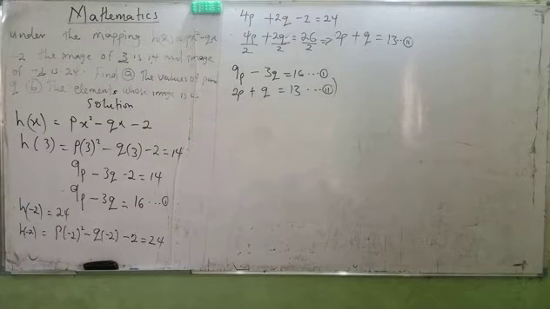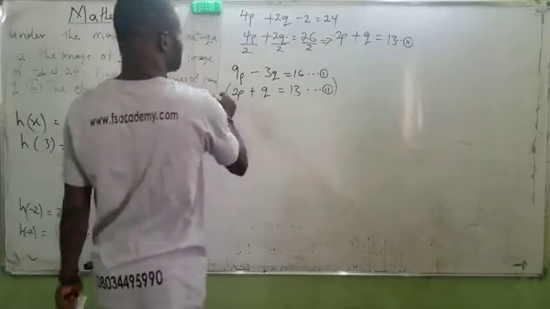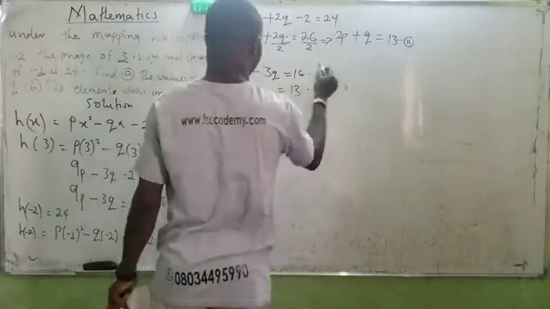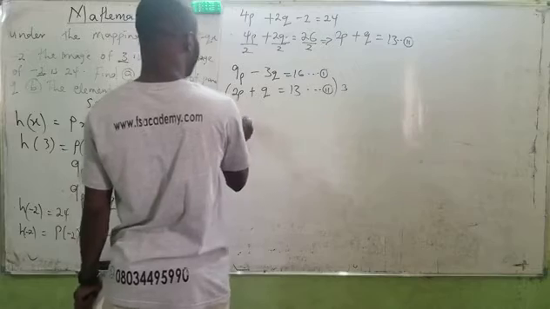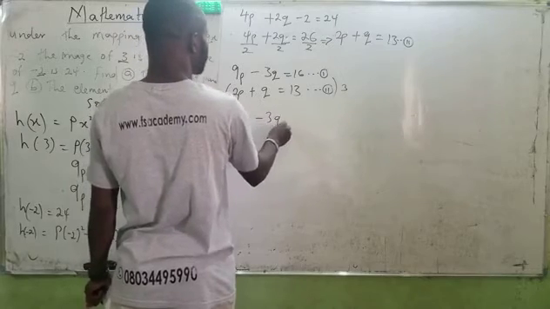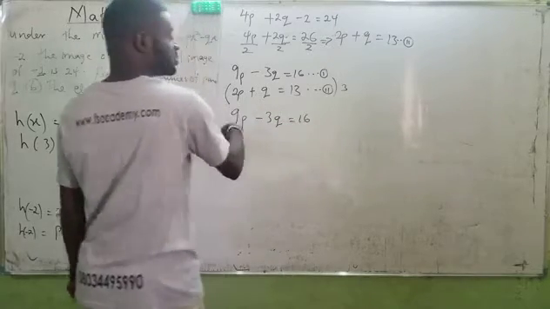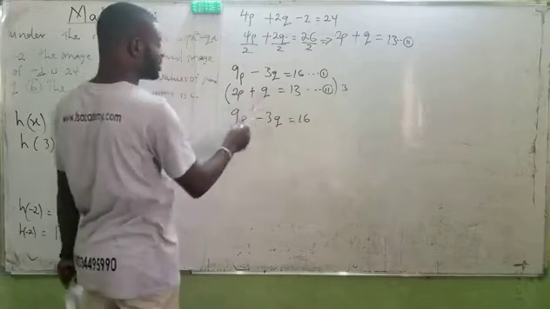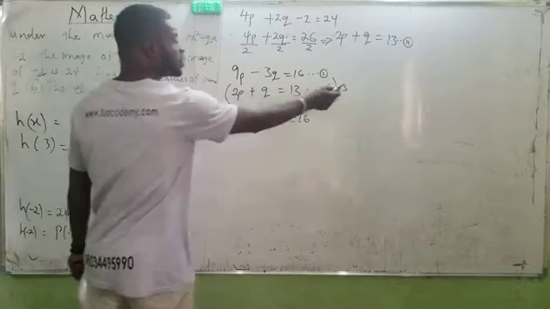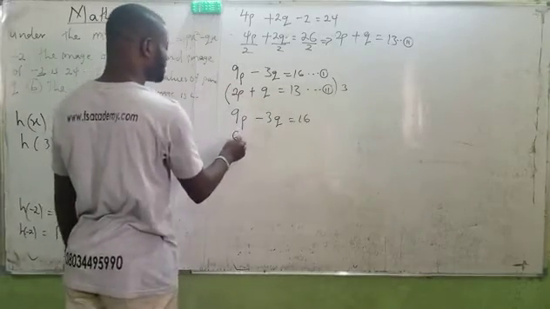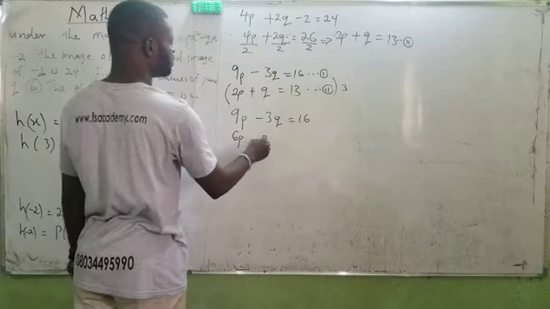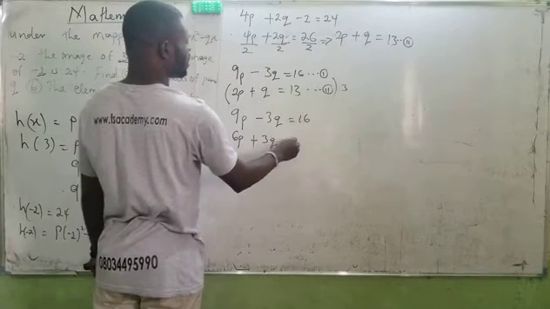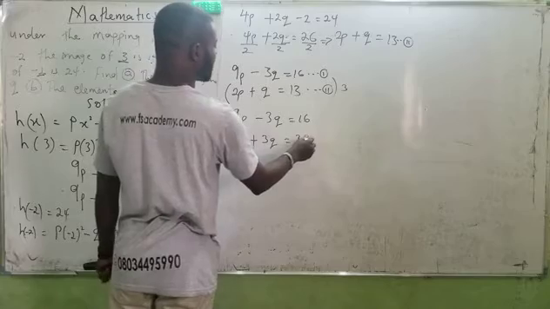Now, I will multiply equation 1 by what? By 3. For me to have a very good thing, I will be having 9p minus... I think I'm using the elimination method, and this is not a simultaneous equation. Now, multiply equation 1 by what? 3. I'll be having 6p plus 3q equals 39.